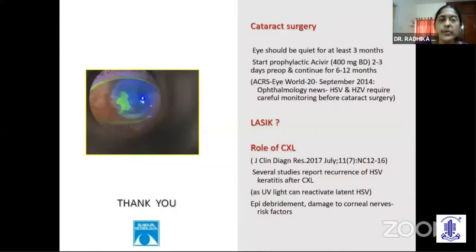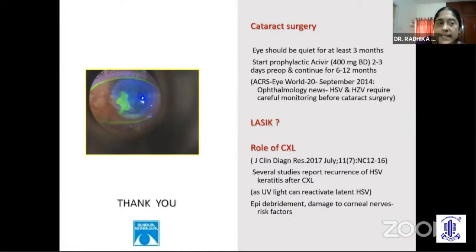Before doing any surgery, especially corneal transplant or cataract surgery, we know that this is a recurrent disease. So the eye should be very quiet at least for 3 to 6 months, and prophylactic treatment is required before we embark on cataract surgery for these patients. If they ask you in the exam, will you do LASIK in patients with HSV keratitis? There are some bold people who do. There are scanty guidelines. I am not such a brave person. And in the exam, it's not the first thing that you want to say that you want to do LASIK in HSV keratitis.